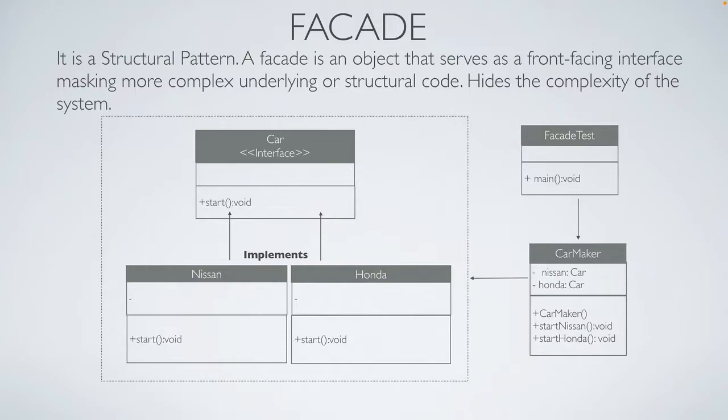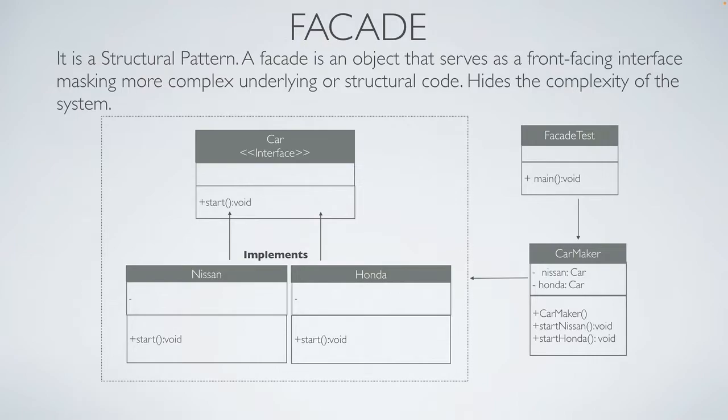To talk about facade design pattern. It is a structural design pattern. A facade is an object that serves as a front-facing interface, masking more complex underlying or structural code. It hides the complexity of the system. Benefits of using facade design pattern are it improves the readability and usability.